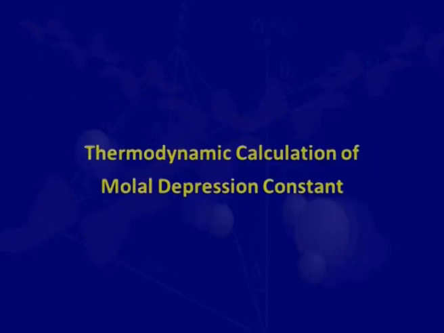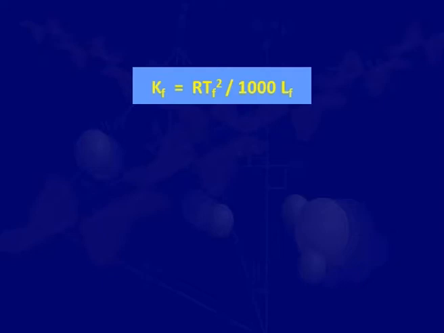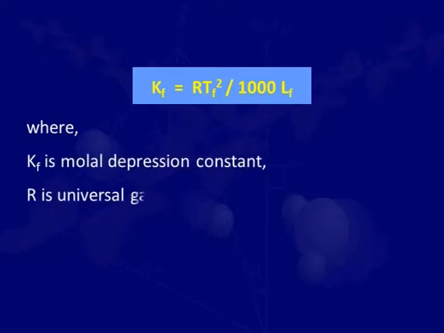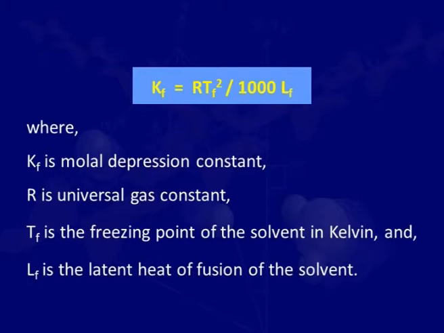Let us come to the thermodynamic calculation of molal depression constant. Molal depression constant is the property of solvent. It depends upon the nature of the solvent and it can be calculated thermodynamically by using the expression Kf is equal to R Tf square divided by 1000 into Lf. Here Kf is molal depression constant, R is universal gas constant, Tf is normal freezing point of the solvent in Kelvin, and Lf is the latent heat of fusion of the solvent.